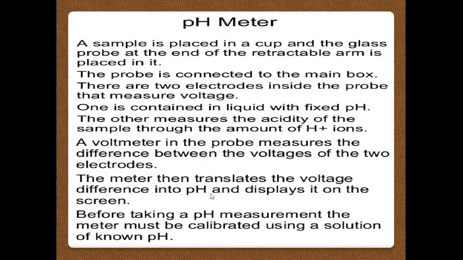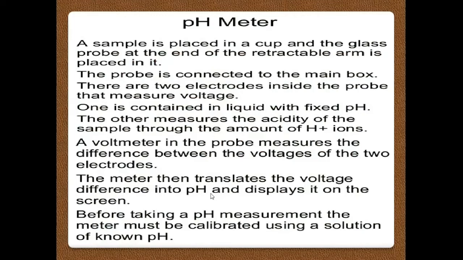A sample placed in a cup or a beaker is tested with a glass probe at the end of a retractable arm. The probe is connected to the main electrical box. There are two electrodes inside that probe that measure the voltage variation in the solution.